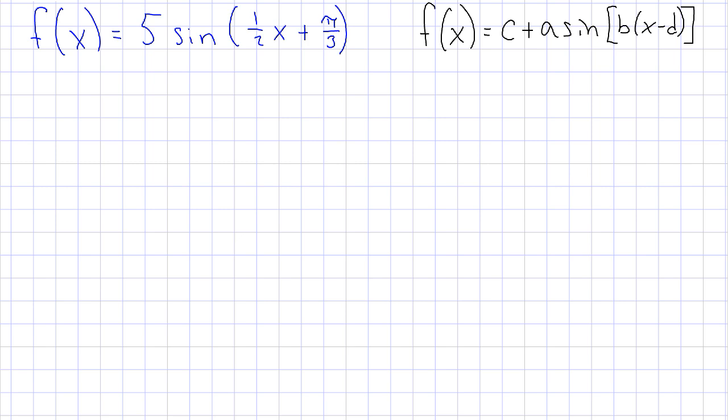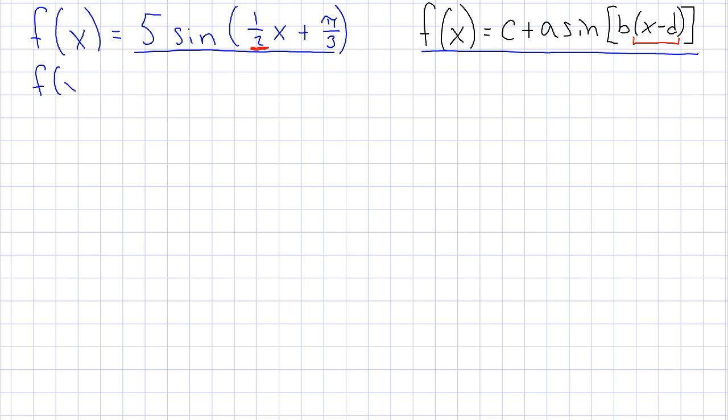So the first thing is that I need to force my function to look the same as the generic function. In this instance, if you look at the generic function, I have the x minus d inside its own quantity, inside its own parentheses. So I need to factor out the b value, which for me is 1/2. I need to factor that out in order to force my function to look the same as the generic function. So I will do that now.